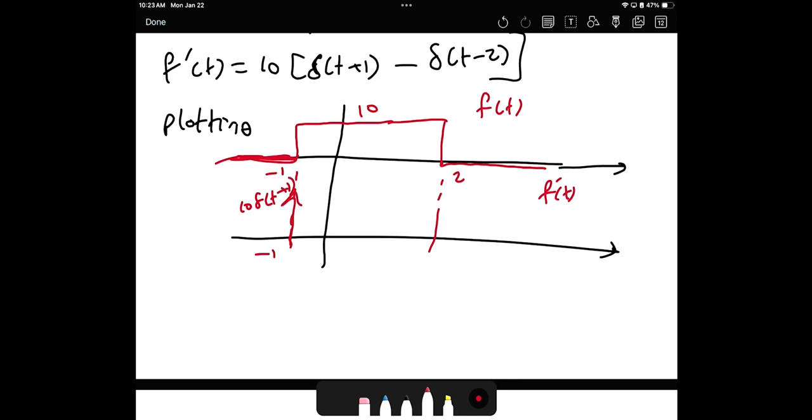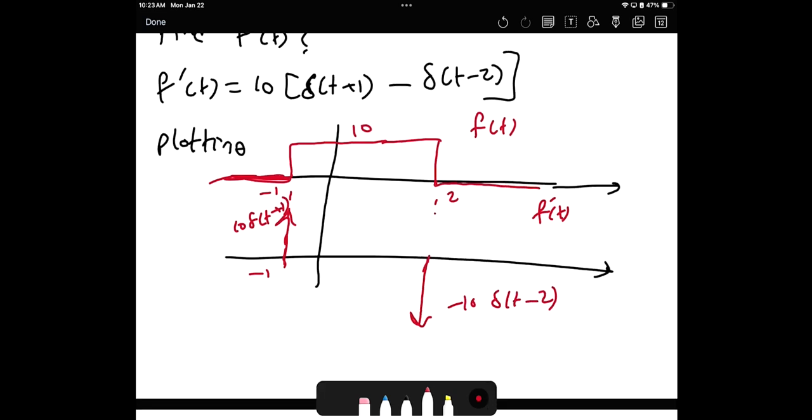While on the other side, since it goes from high to low, it will be negative 10 delta of t minus 2. So a transition from low to high will be up, increasing, positive; decreasing, negative. Okay? Does this make sense?